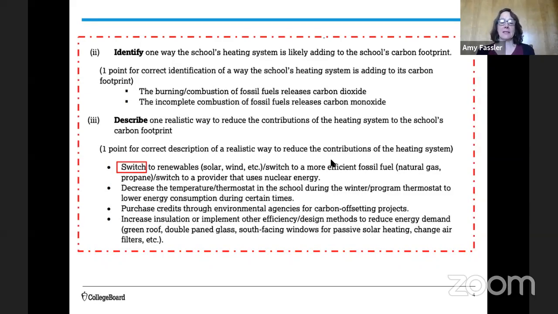Next, describe one realistic way to reduce the contribution of the heating system to the school's carbon footprint. And the key thing I want to point out on the rubric here is that you couldn't just say, oh, one thing that the school could do would be to use solar energy, because it didn't necessarily state that they quit using their fossil fuel. So it would have to be switch to a more renewable form of energy, decrease the temperature of the thermostat. You could have gone for purchasing carbon offset points or offset credits. And then there was a whole range of different things you could have mentioned having to do with the efficiency, passive solar, or the green roof or double pane windows, south-facing windows.